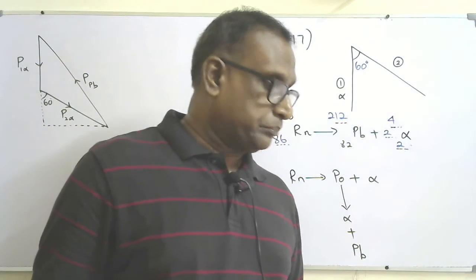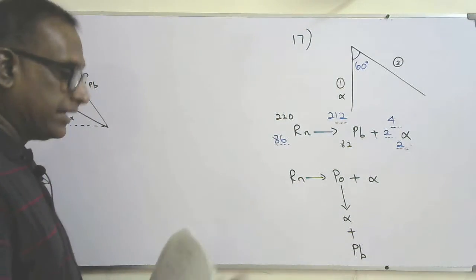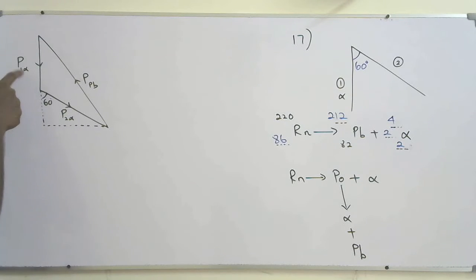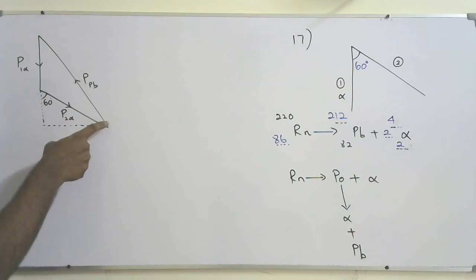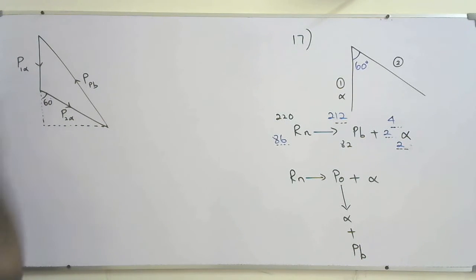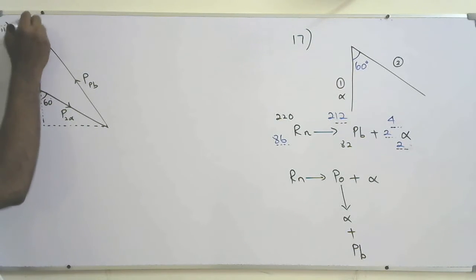Okay, so third part. I already drew the diagram and vector diagram. So this was the diagram: momentum of first alpha, momentum of second alpha, Pb. I complete the diagram like this. So I'm going to answer the third part now. Question number 17, third part.